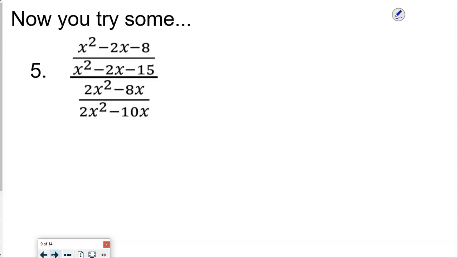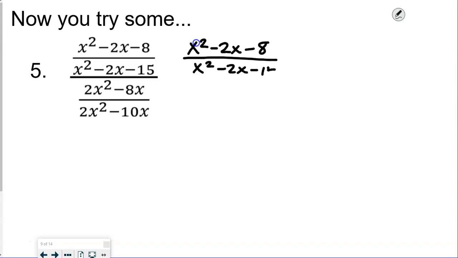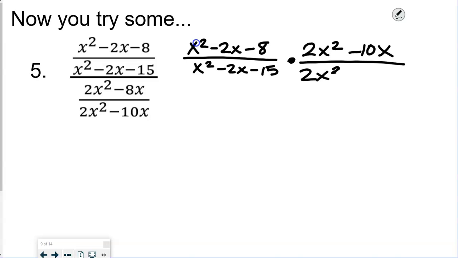So again, first step here is keep, change, flip, right? So we're going to keep the first term, x squared, or the top term. Then we're going to multiply instead of divide. We're going to flip it: 2x squared minus 10x. And this was not on some of y'all's notes either, so this is an extra one I added just for some extra practice, okay?